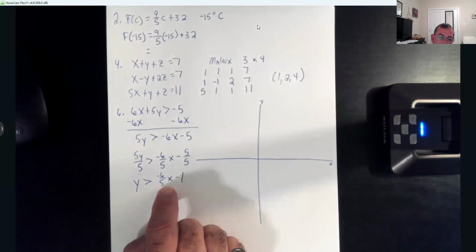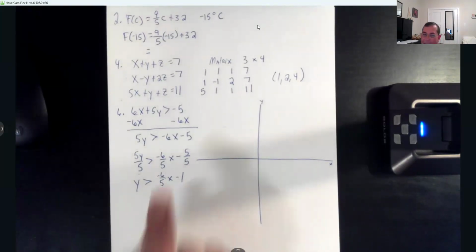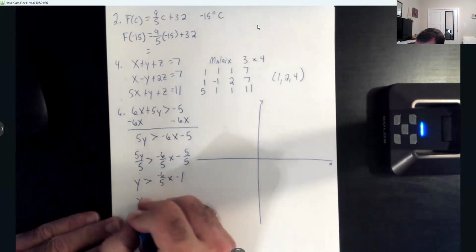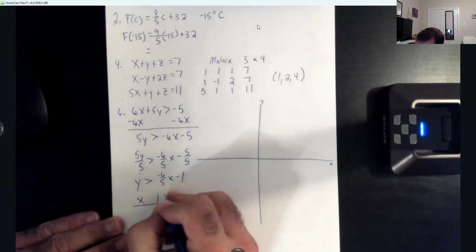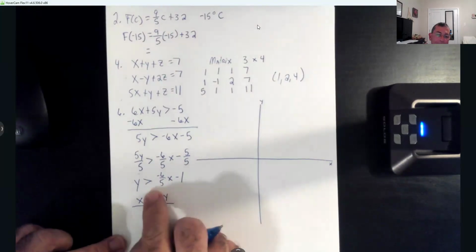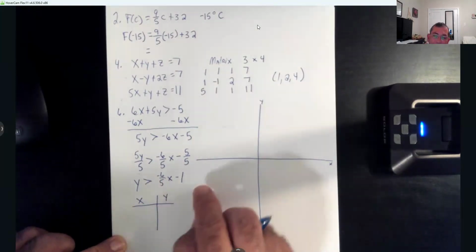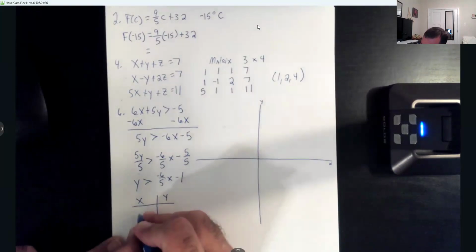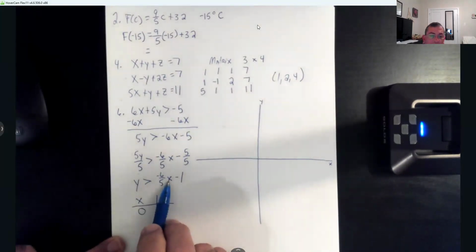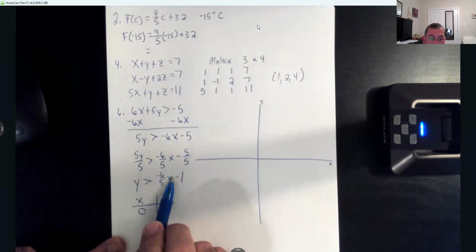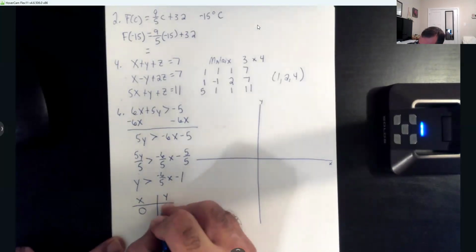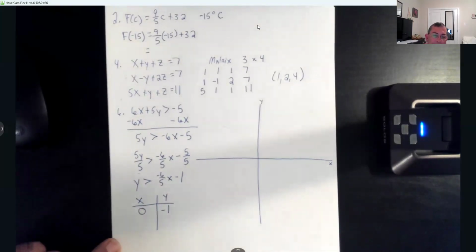All righty. I'm going to graph it. Well, actually, I can just do this one by hand. How about that? But if you want to graph it, just go to y equals and throw that in there, and then you'll see how your line is, okay? So I'm going to use a 0. If I put a 0 in for x, 0 times negative 6/5 is 0. And 0 minus 1 gives me a negative 1.